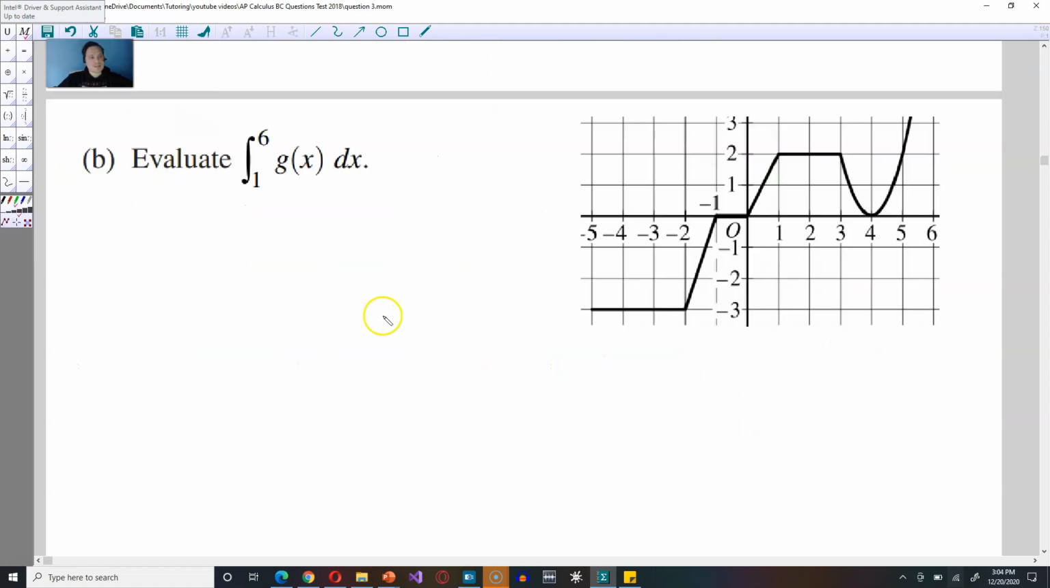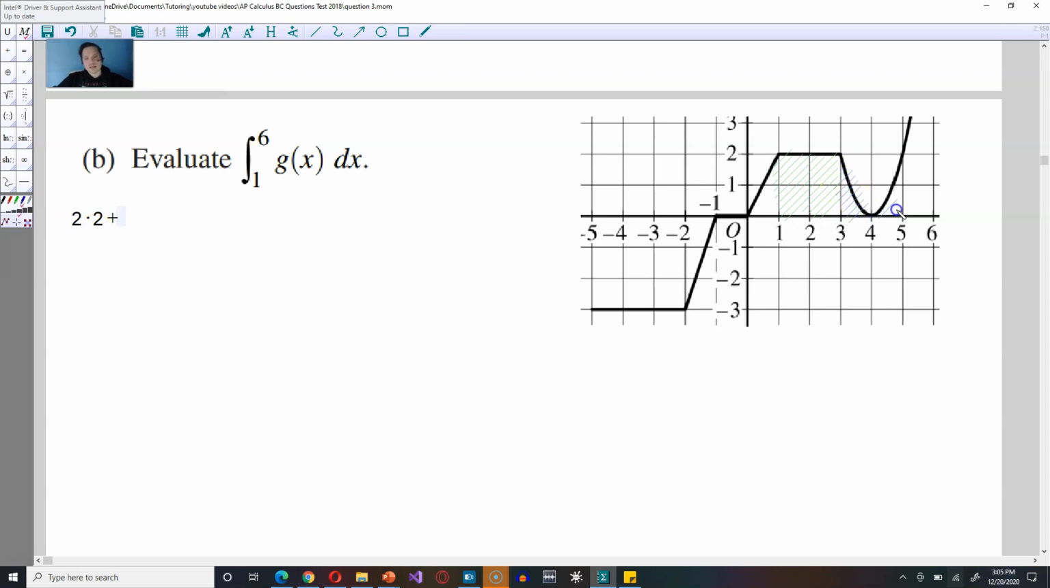The next part says evaluate the integral of g between 1 and 6. So in other words, that's going to give you the integral of this part right here. Now that part we know, it's already 2 by 2. That's easy. It's just a square, right? So let's write that down. That here would be 2 times 2 plus the other piece, which will be this bit of shaded area right here.